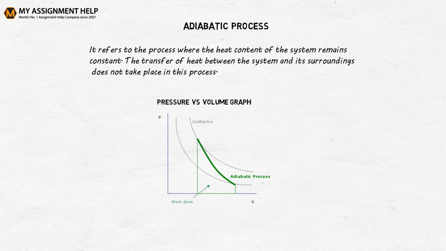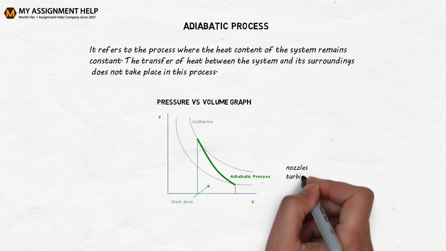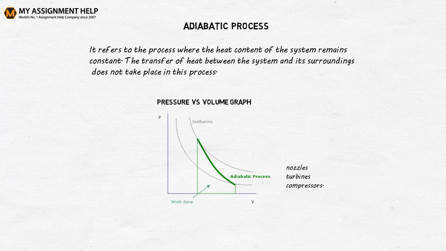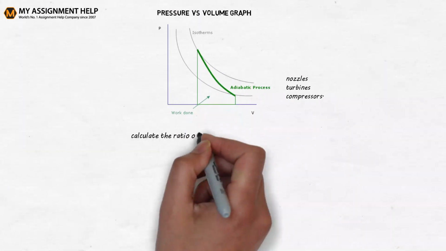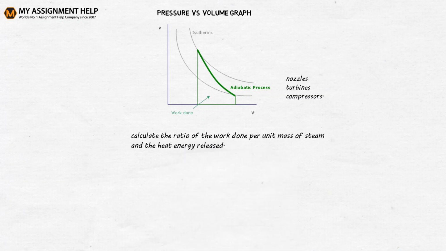The term adiabatic efficiency is applicable for devices such as nozzles, turbines and compressors. That brings us to the next question: how do we find out the adiabatic efficiency of a steam turbine? You need to calculate the ratio of the work done per unit mass of steam and the heat energy released. Pay your attention here. The ratio should be calculated in a way that it is theoretically capable of transforming into mechanical work during the adiabatic expansion of a particular unit weight of a system.